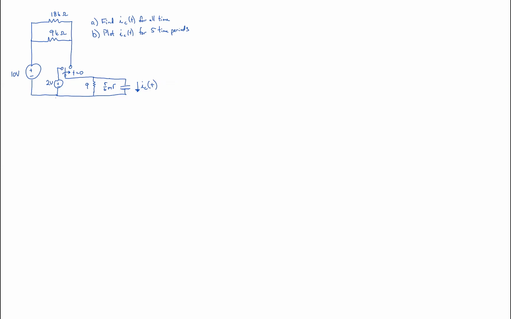The first problem in the final exam is going to be a first order circuit. In this particular example, given the relatively complex circuit on the left, it asks us to find I sub C, the current through the capacitor for all time. And then secondly, to plot that current through the capacitor for 5 time periods.